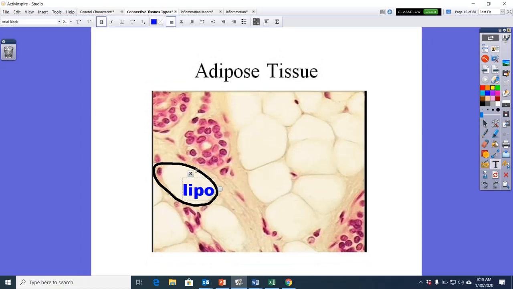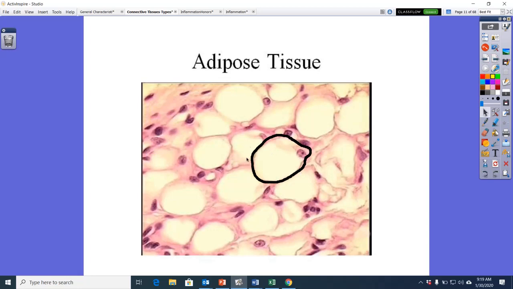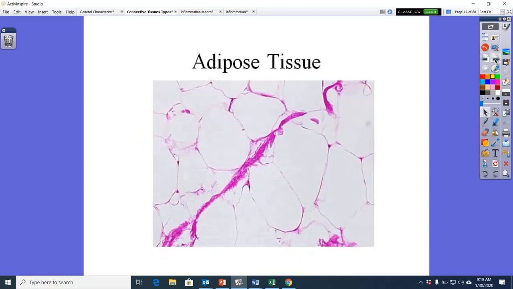And the liposome is the lipid droplet, the white coloration that you see inside this cell. And again, the nucleus is here, and the black outline that I've done is the cell membrane. We look at this picture, same idea. White here is a liposome. The nucleus would be here, and then the black would be the cell membrane that I've drawn in.